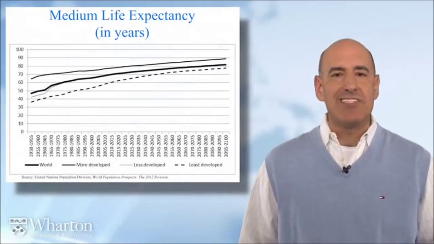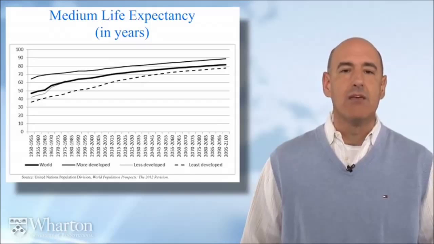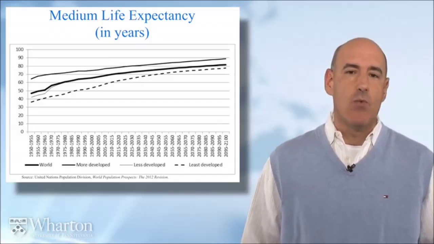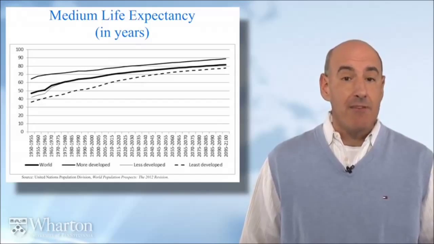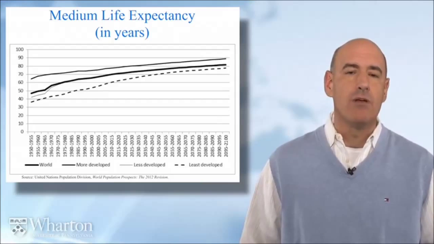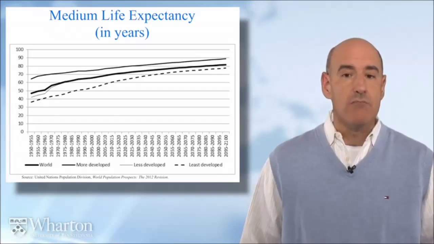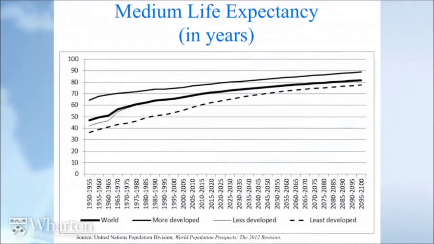Now let's take a look at the second important magnitude that we need to take into consideration when calculating the future size of the world's population. That's life expectancy. Remember, life expectancy is the average number of years that people in a particular part of the world are expected to live. And once again, here we're using the medium assumption. On the chart, you can see the same breakdown. So we have the thickest line for the entire population of the world. And then the line above it is for the rich countries.